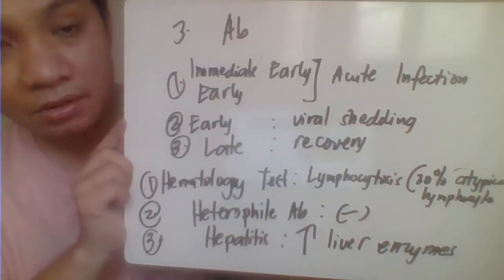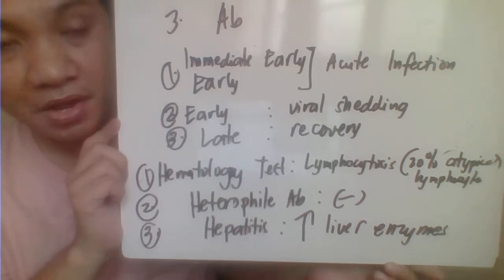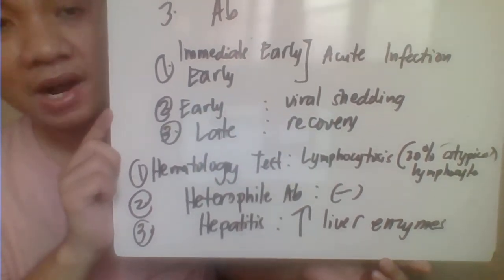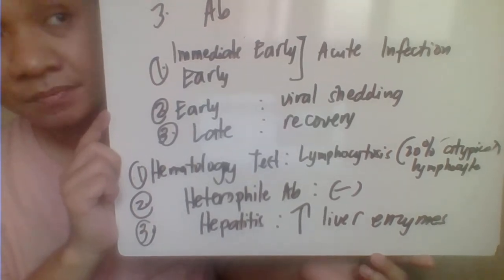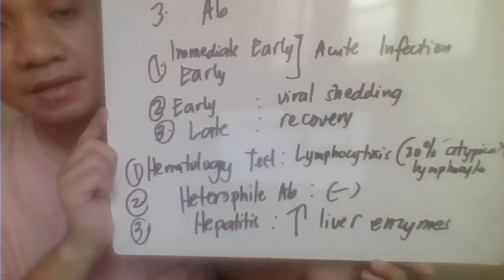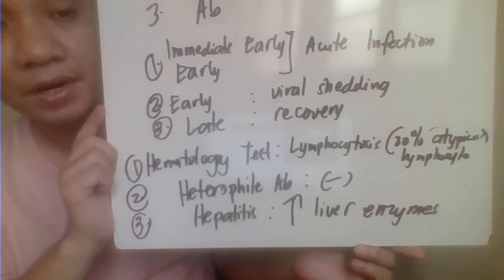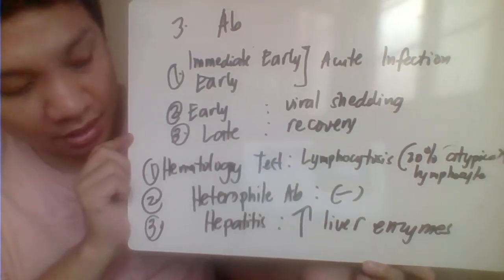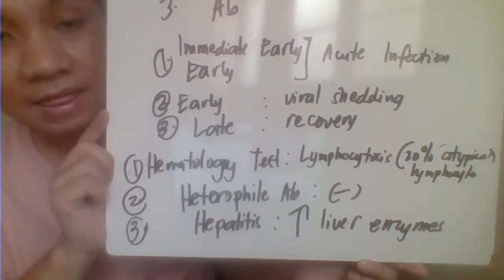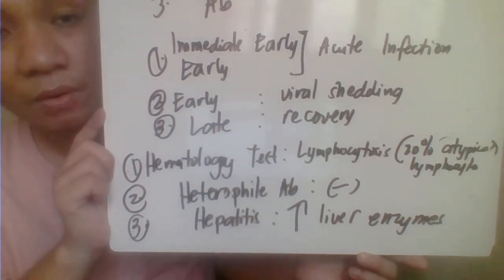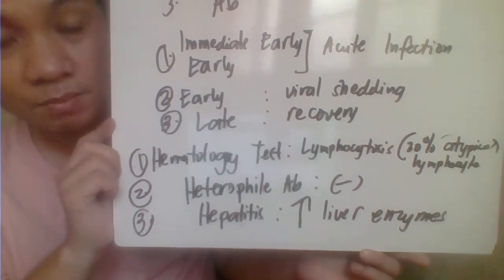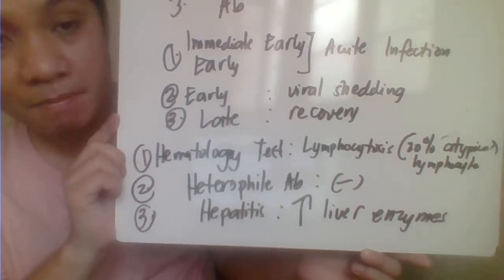We have also hematological tests. So we have the presence of lymphocytosis with the presence of variant lymphocytes. Almost 20% of your lymphocytes are atypical lymphocytes or your reactive lymphocytes. Another one, we have your heterophil antibody negative. So this would differentiate this one from your Epstein-Barr virus, because Epstein-Barr virus is heterophil positive.